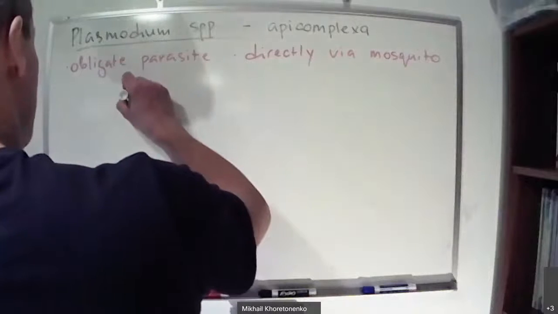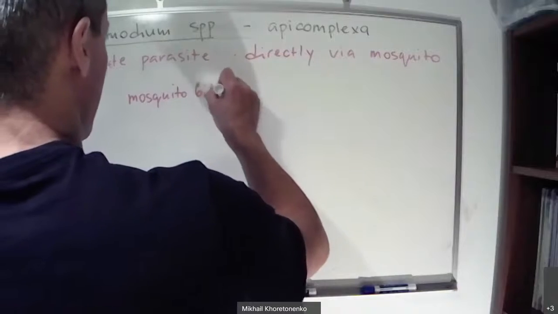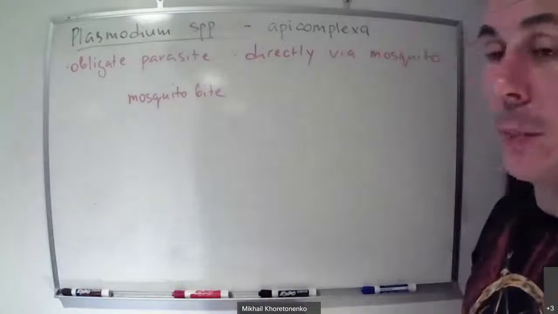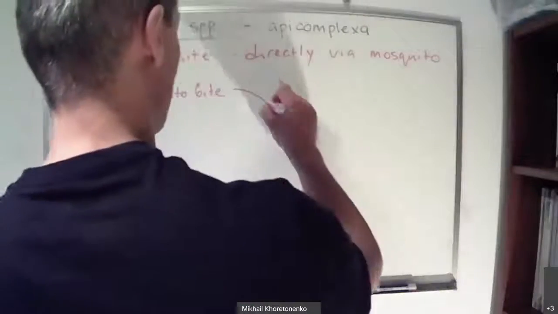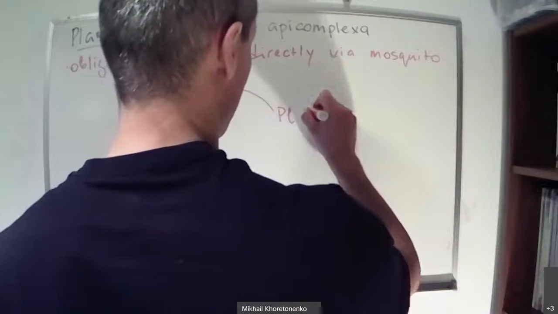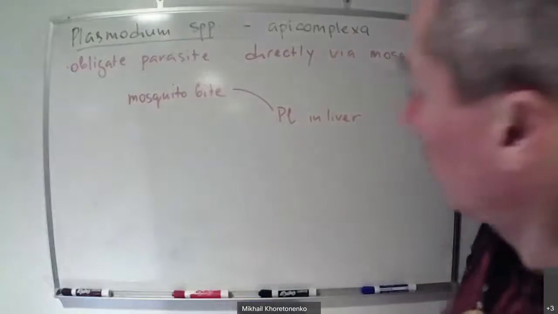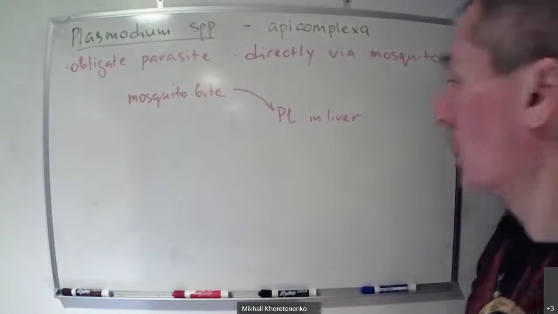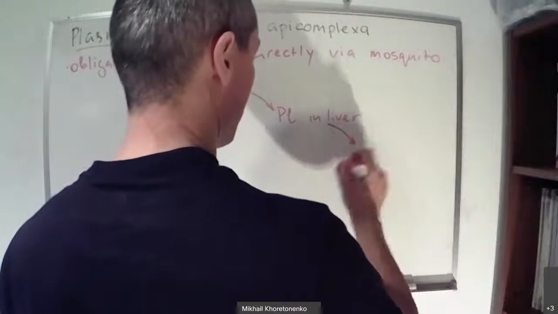So first, we have to start, of course, with a mosquito bite. Okay, so the mosquito takes a blood meal and transfers the parasite into the circulation. And the parasite immediately, I'm going to call Plasmodium PL, ends up in the liver. After the replication in the liver cells, Plasmodium is released from the liver and it infects red blood cells.